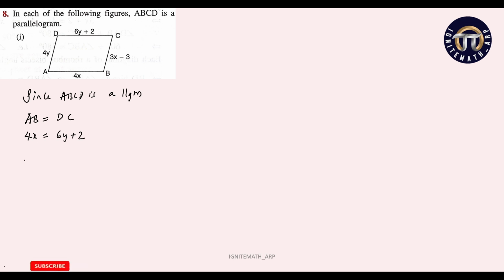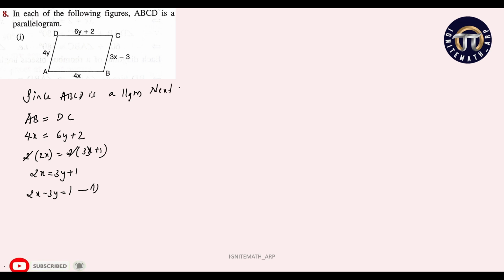Clear, children? Okay. So now I can take 2 common over here. I can write this as 2x, then again 2 can be taken common, 3y plus 1. So this 2 will get cancelled. I can write 2x is equal to 3y plus 1. So 2x minus 3y is equal to 1. This is the first equation. Clear? So next, what can I write? I can say, these are opposite sides of the parallelogram, which are equal to each other.